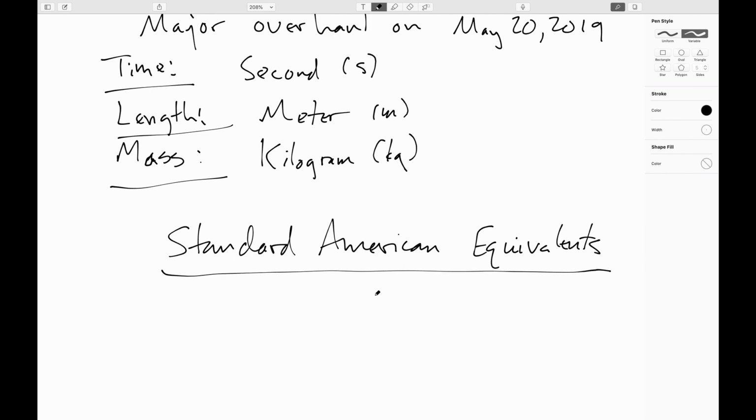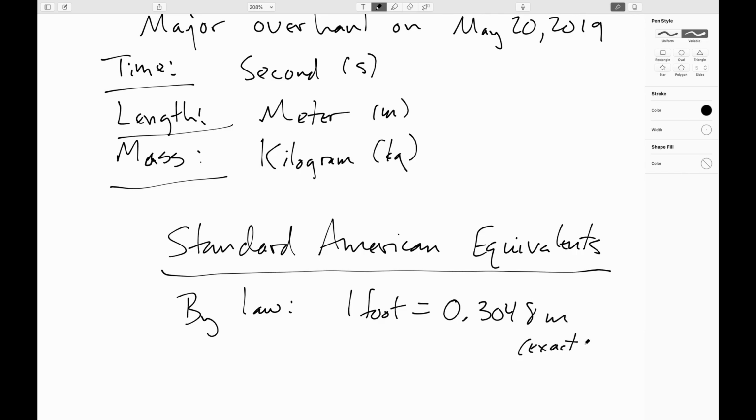So, by law in the United States, a foot is defined to be exactly 0.3048 meters. No more, no less. And similarly, quantities like the pound and everything else are defined by similar exact multiples of the corresponding metric quantities.